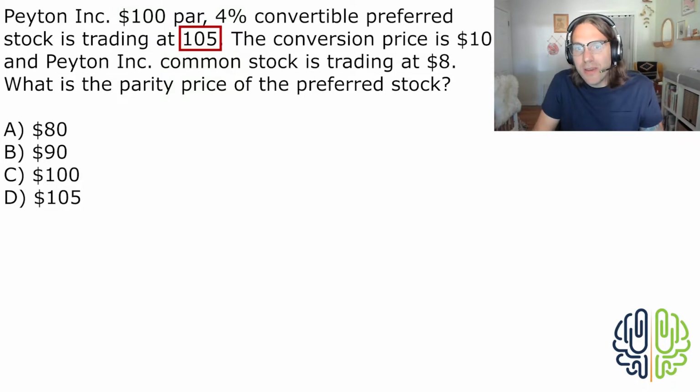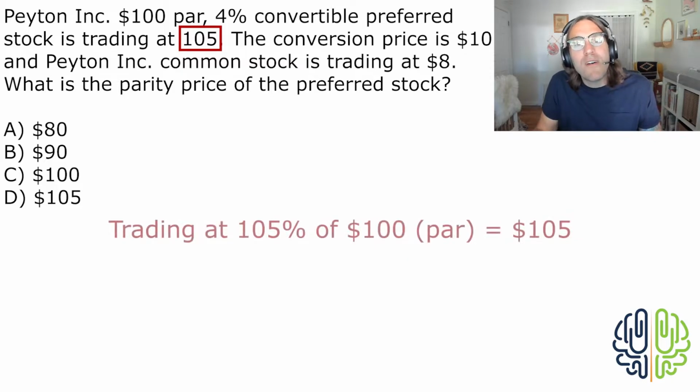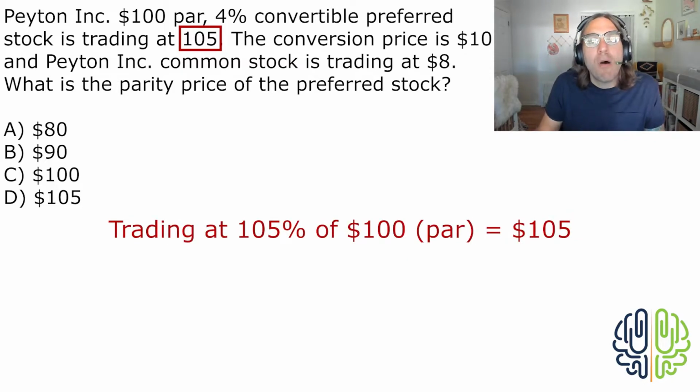105 in this question is what we refer to as a percentage of par quote. We see this with bonds as well. Whenever we see a number just given to us and it's referenced as its trading price with no dollar sign, it's almost always in reference to a percentage of par quote. Well, what does that mean in plain English? This preferred stock is trading at 105% of its par value, which happens to be 100.